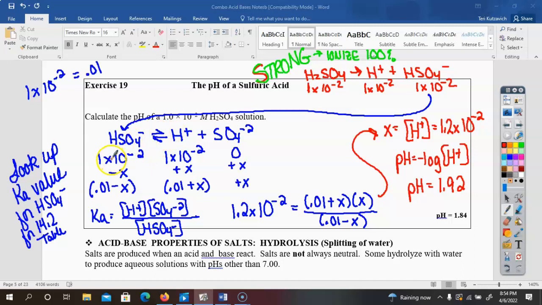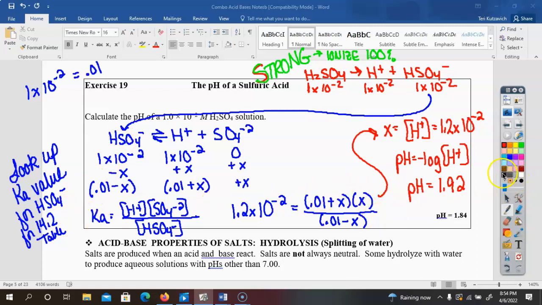We do have a value of H plus that we get right there. We do not have SO4 2 minus. Set up your race table. This is minus X, this is plus X, just like usual. Don't let this number scare you. Ka equals products over reactants. Where did I get this number from? You have to look up the Ka value for HSO4 minus from your table 14.2.